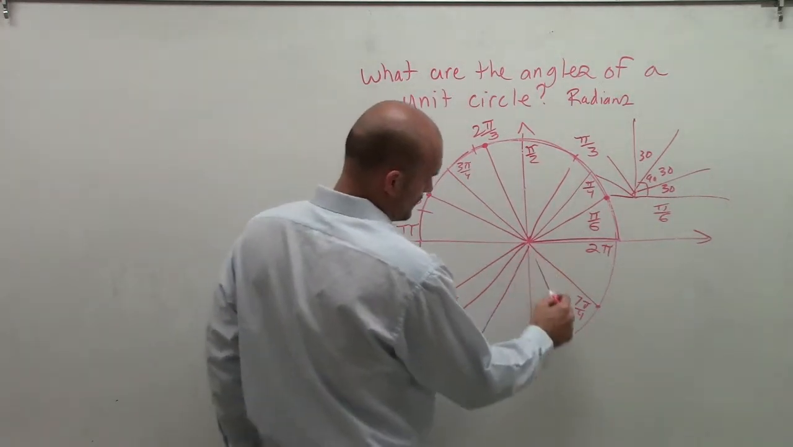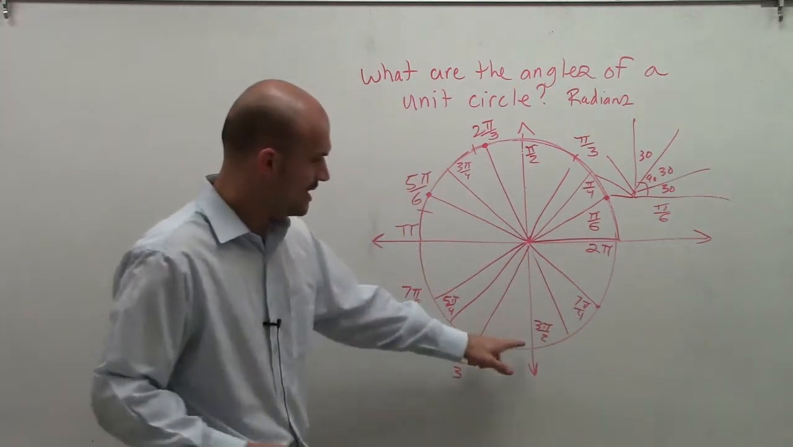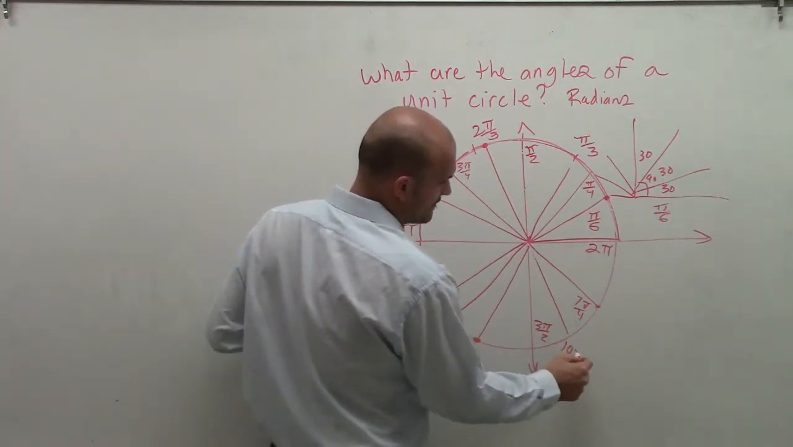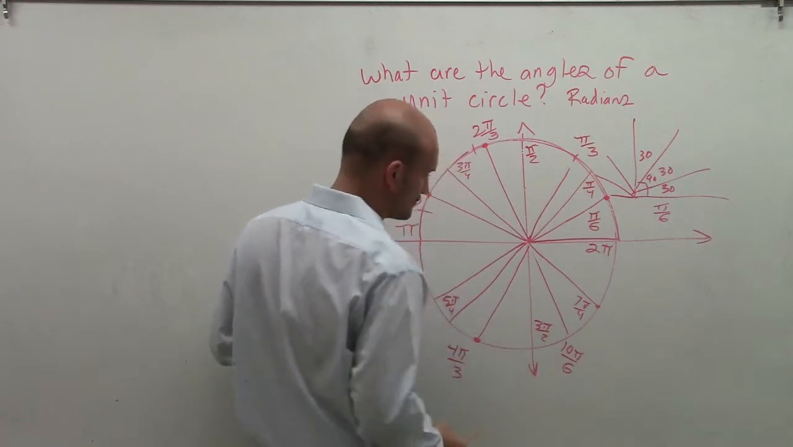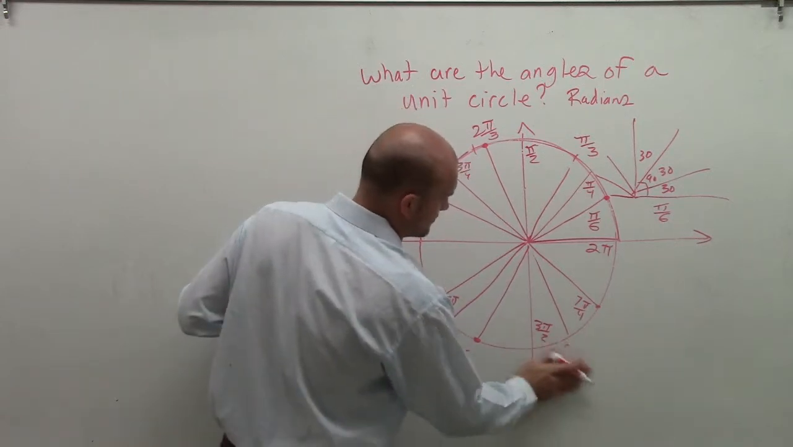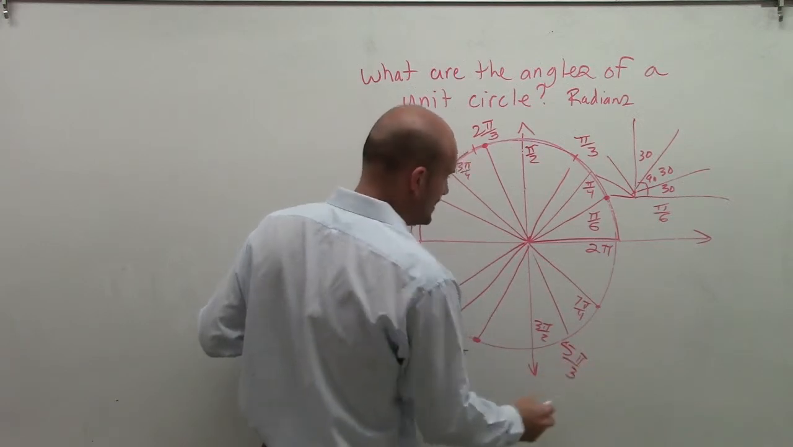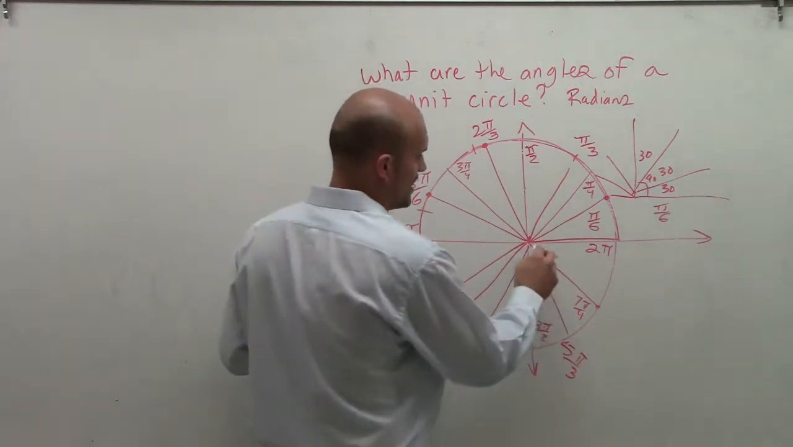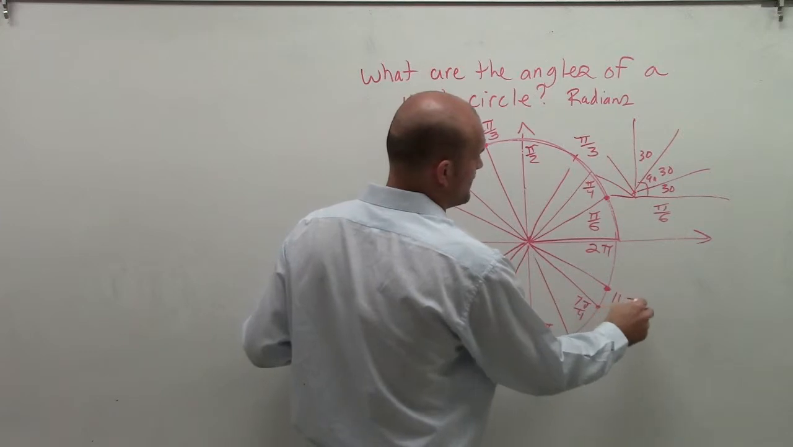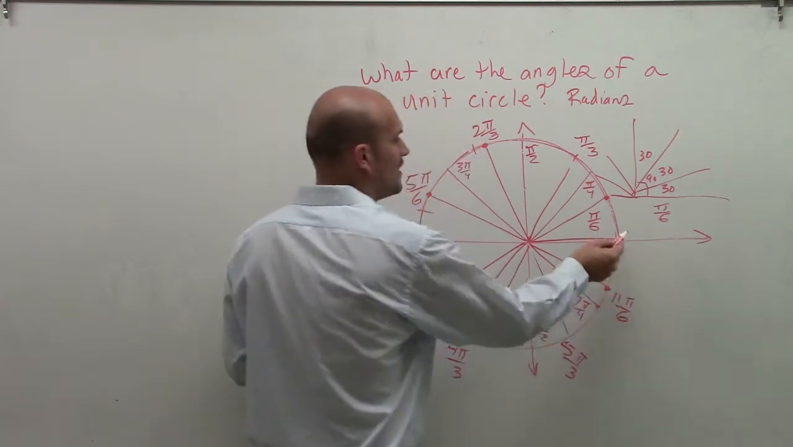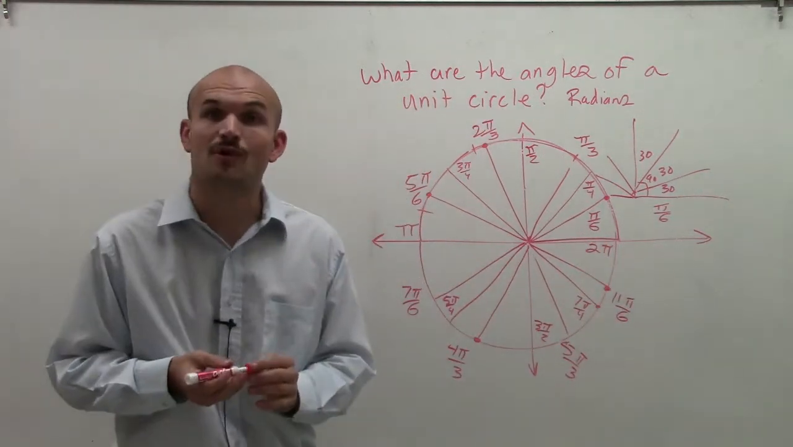Then we get to 9 pi over 6. Then I have 10 pi over 6, which we reduce to 5 pi over 3. Then we have here 11 pi over 6. And then at 2 pi, we're dealing with 12 pi over 6.